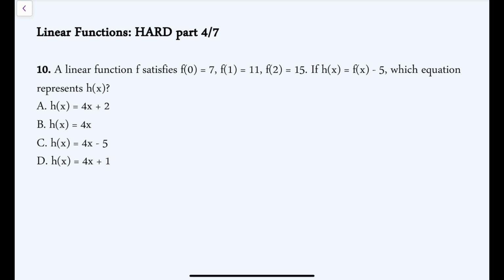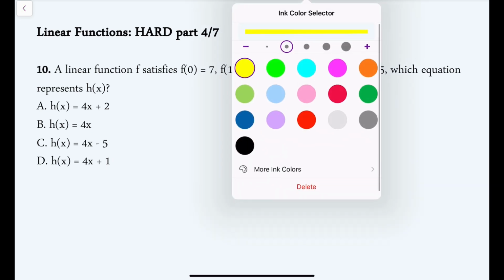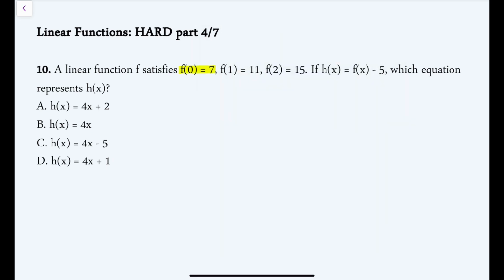Okay, let's go review everything that they're giving us, all the key information. All of these represent points that we can plot, okay? And h of x is equal to f of x minus 5. So we know that to find h of x, we need to understand what is f of x. So let's break that down a little bit.